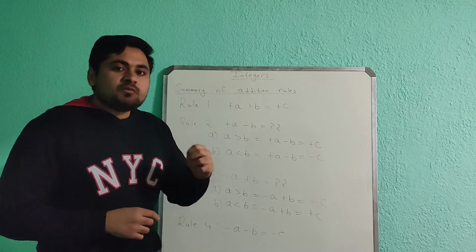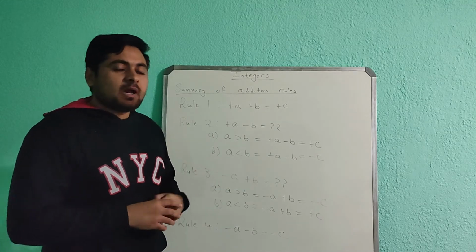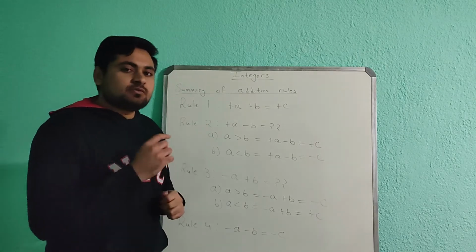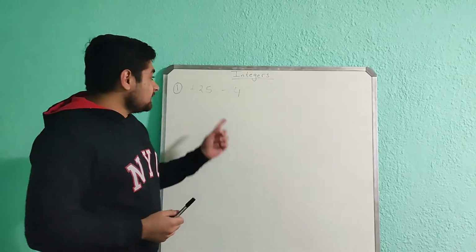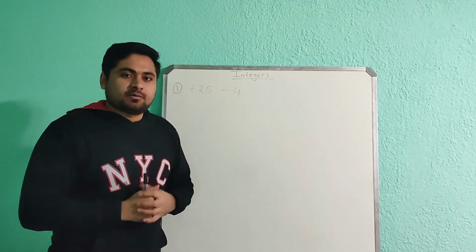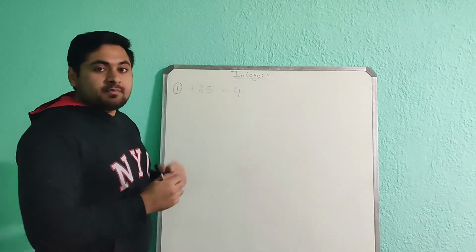So now, we'll be moving on to do some examples. And while we do those examples, we'll be referring back to these rules. So let's move on to the examples. Now, let's work with the first example. When I do the example, try to work along with me. So try referring back to the rule.